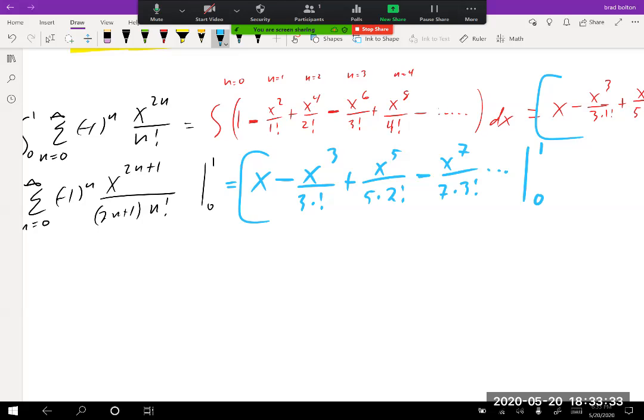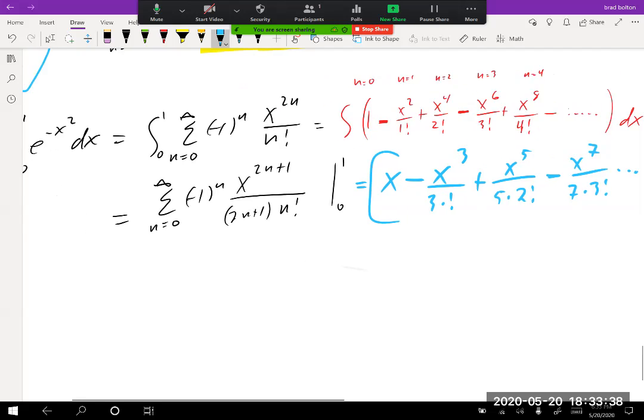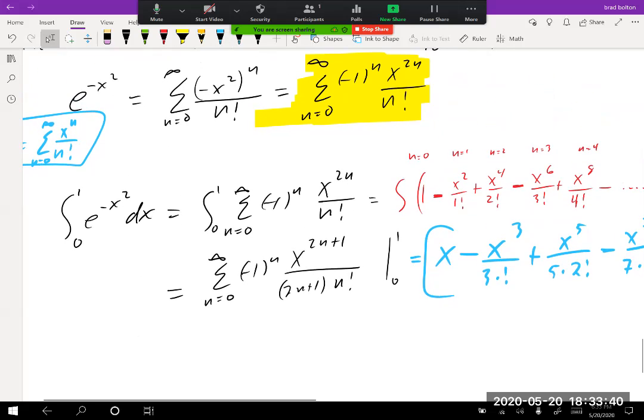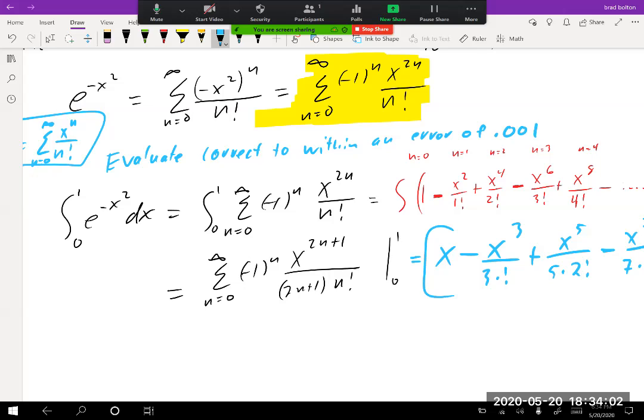So what we're going to do is, what kind of error do we want? Let's say evaluate, correct to within an error of 0.001. So we have to find a term. Remember, this is the value that we need to find a term smaller than.